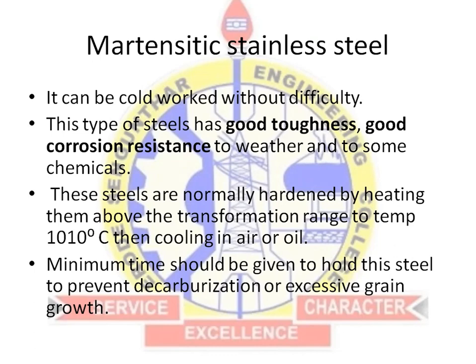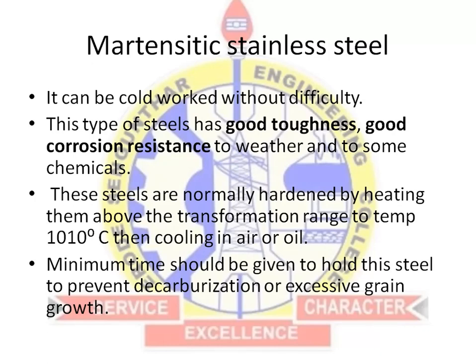It can be cold worked without difficulty. These types of steels have good toughness and good corrosion resistance, as I earlier said, and are also used in chemicals. These steels are normally hardened by heating them up to the transformation range from 1010 degrees Celsius and cooling in air. Sudden cooling is not possible, so temporary gradual cooling through air is where the hardening can be increased.